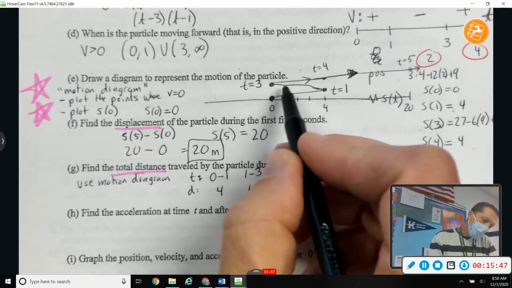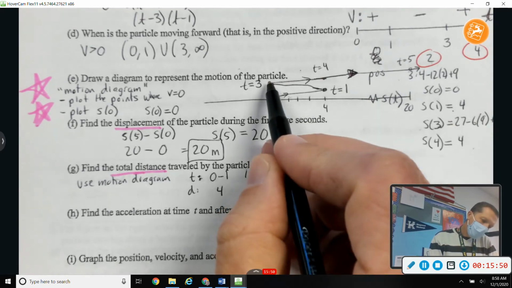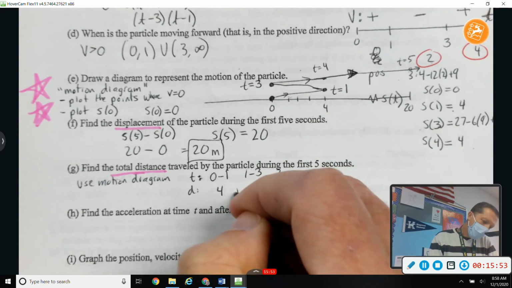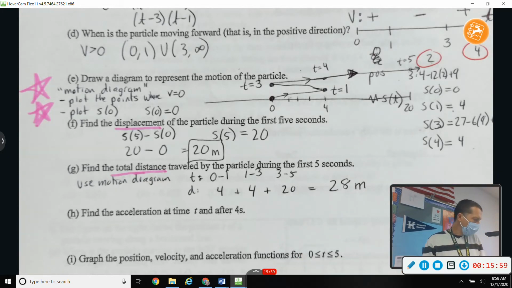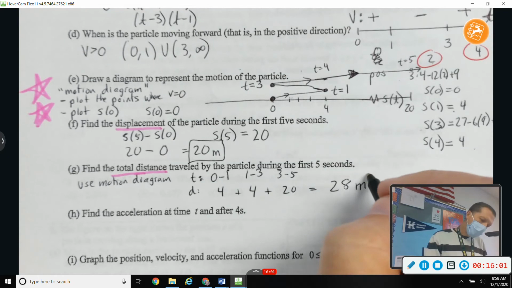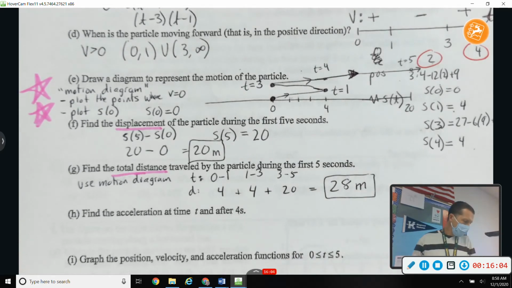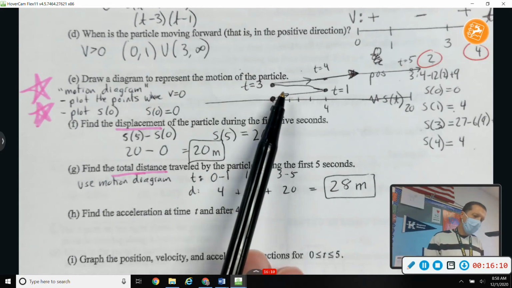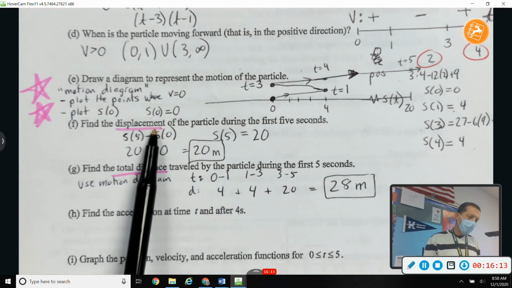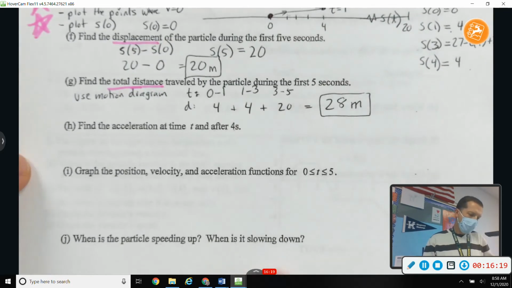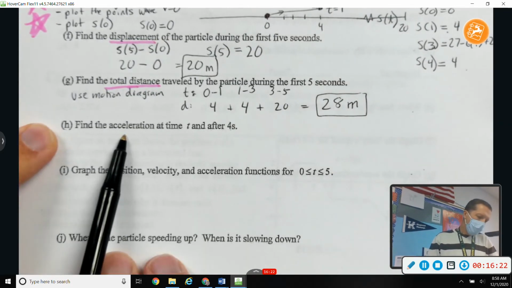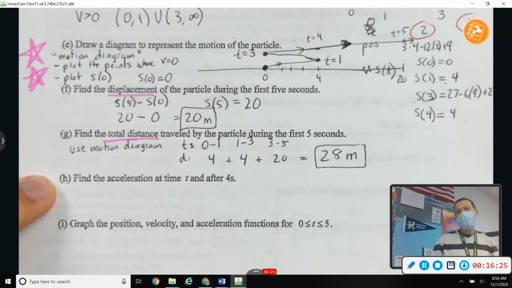And then from 3 to 5, that was from 0 to 20. That was 20. So the total amount we ran, or the particle traveled, you don't want to be running, is 28 meters. But again, a good motion diagram really helps with displacement and total distance. Questions on that? The motion diagram is what gets people on the test, I guess, because it's really the only new thing. Everything else is pretty straightforward.